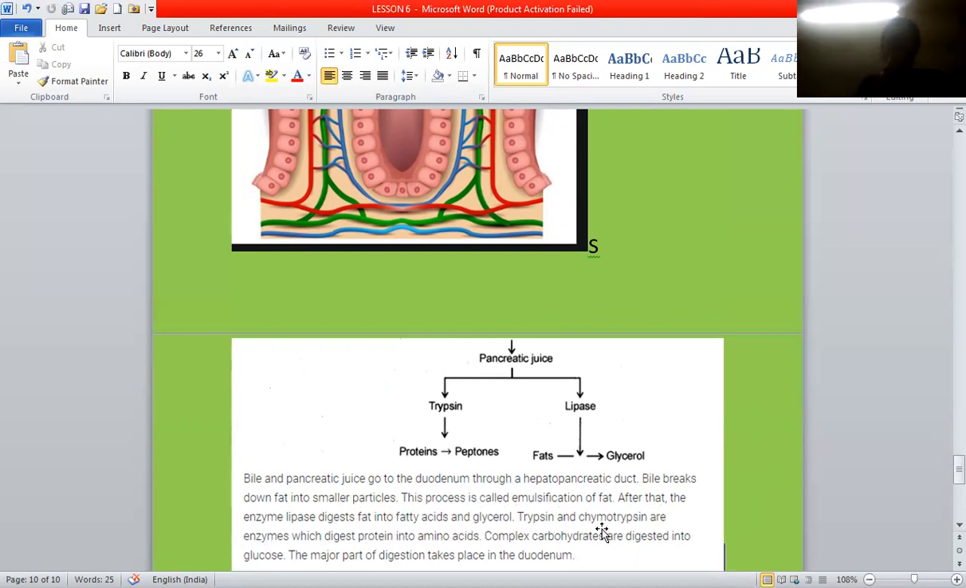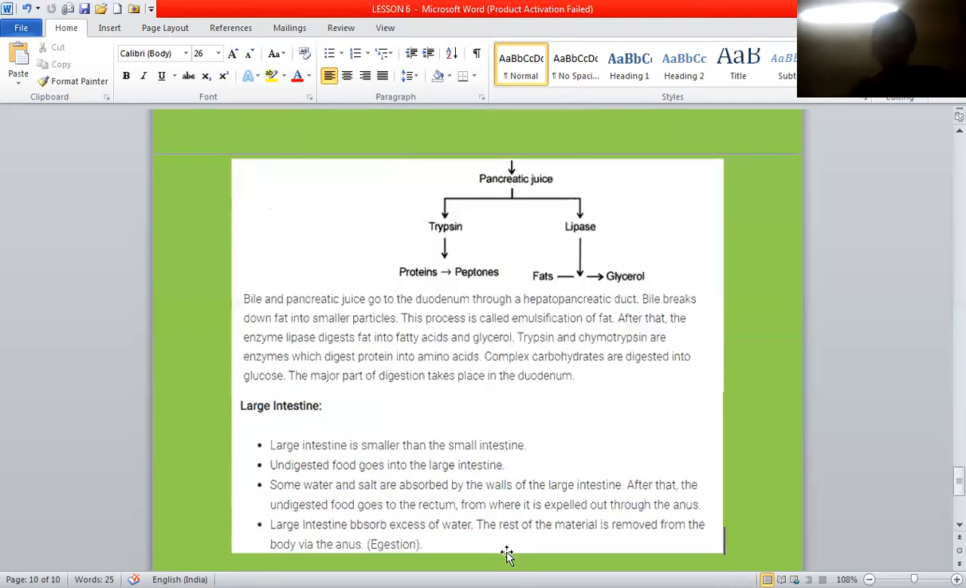Trypsin digests proteins into amino acids. Complex carbohydrates are digested into glucose. Major part of digestion takes place in the duodenum. Now comes the large intestine. This completely digested food is absorbed with the help of villi.